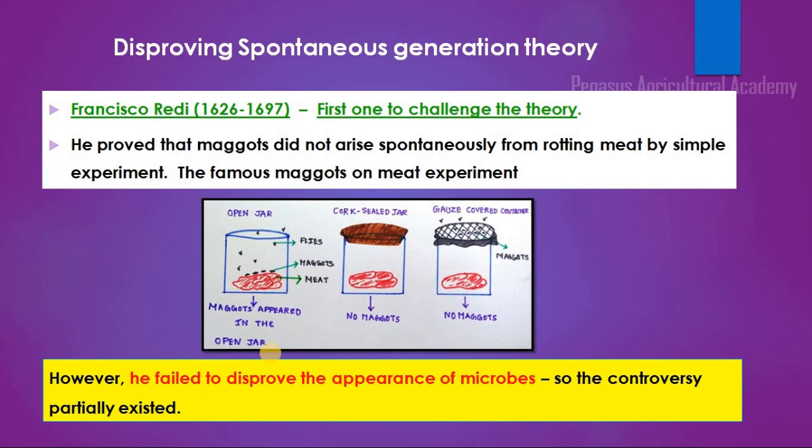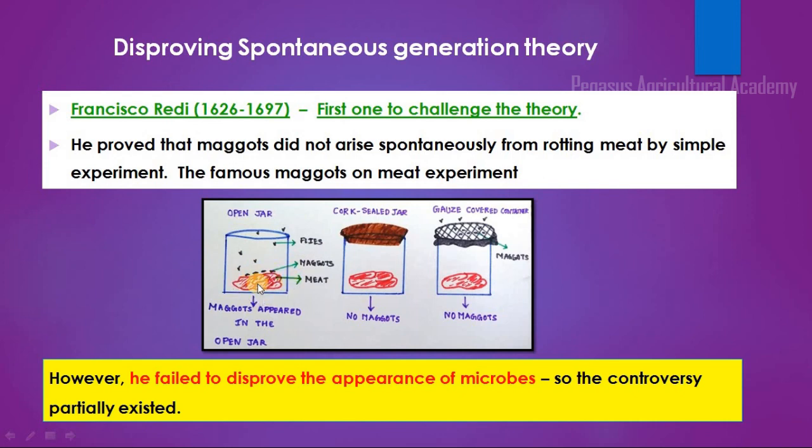Okay, so what he did is he proved that the maggots did not arise spontaneously from the rotten meat. Okay, so we have seen that the supporters said that the maggots started appearing from the meat spontaneously. So the first thing Francesco Redi did was to disprove this theory. Okay, so he took a glass jar, kept the meat inside it, and left it open. Okay, after a few days you can see the flies and maggots started growing on the meat.